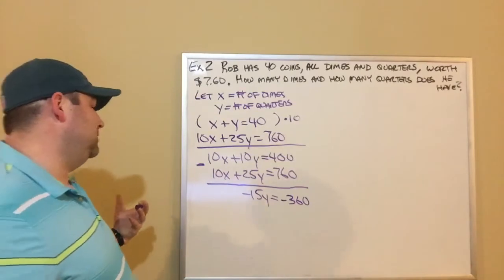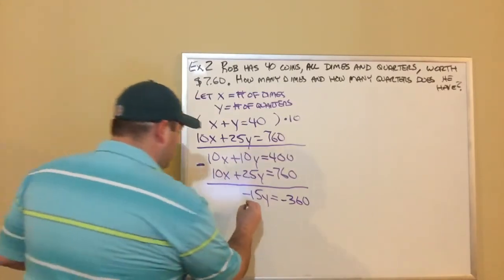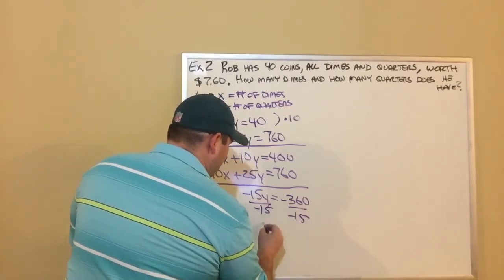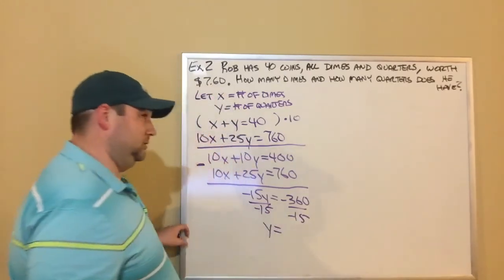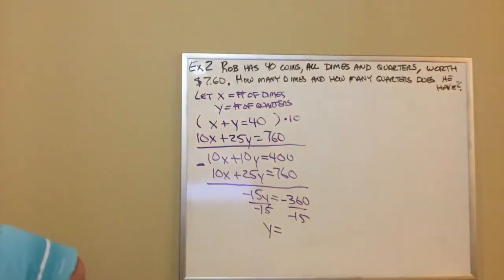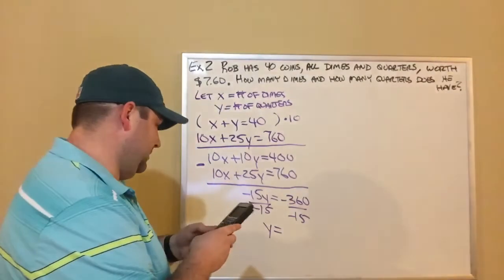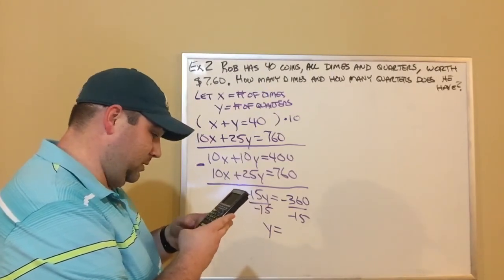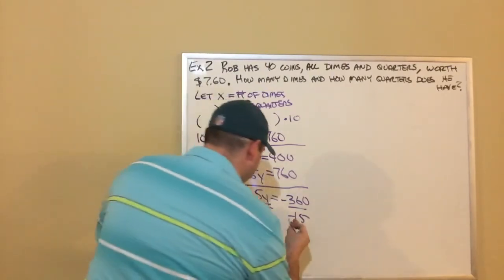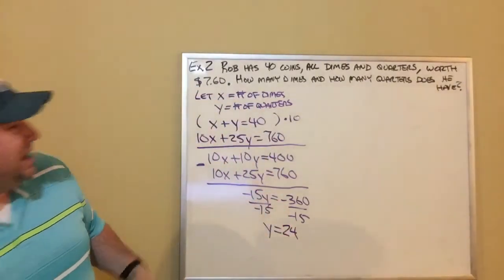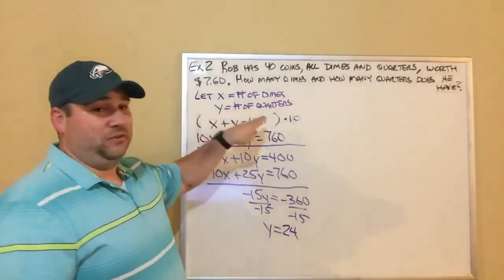So now what I'm going to do is just solve this equation. I'm going to divide by negative 15. I do that and I get y equals, I think it's 24. Let me double check with my calculator. I don't want to have to refilm this. 360 divided by 15. It is 24. Good. So I now know y equals 24. So I know he has 24 quarters.